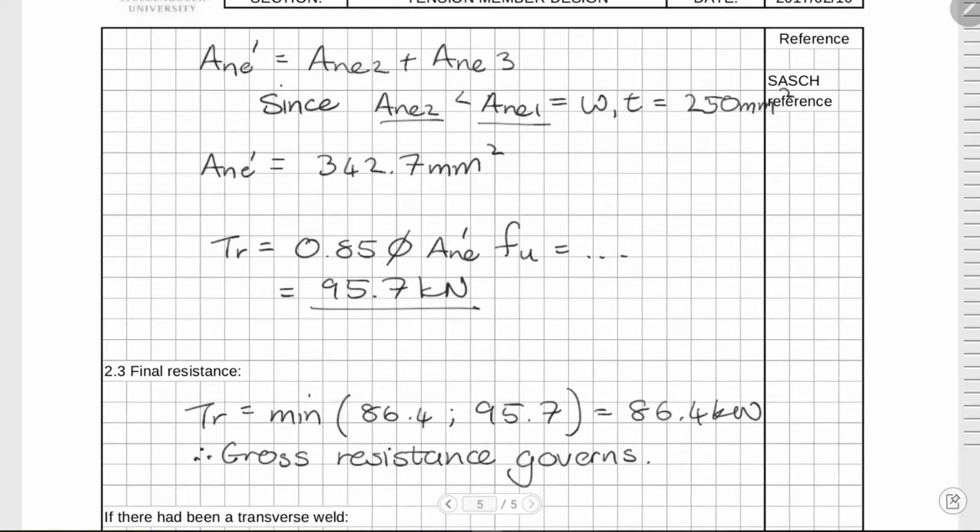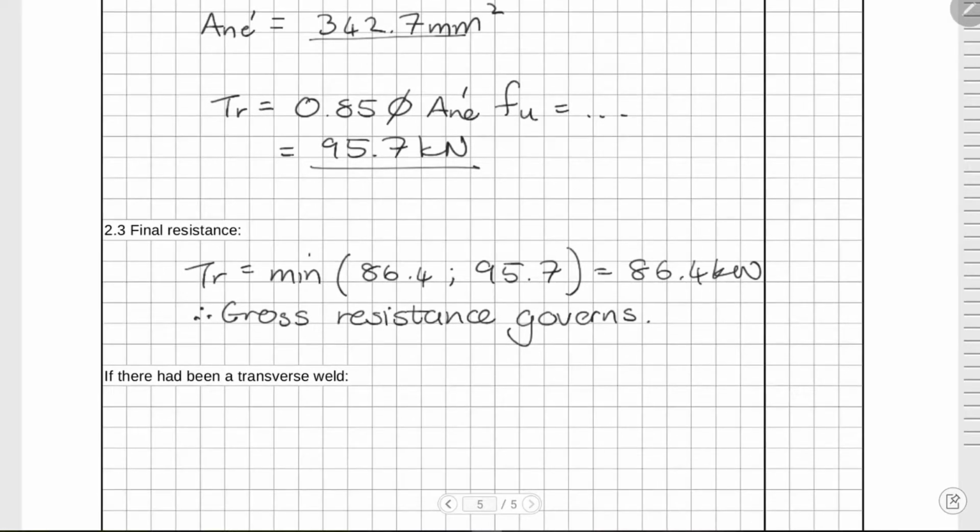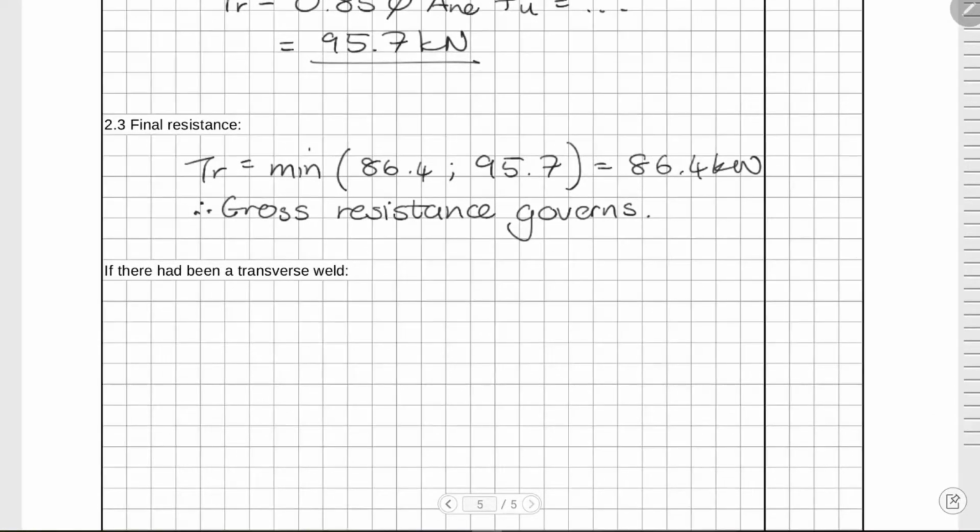If your ANE2 is greater than ANE1, you've actually made a mistake in your calculations, because then the area is getting bigger due to shear lag. You could never have more area than the physical size of ANE1. So that's the physical size, and ANE2 is just adjusting for shear lag. We get our effective net area, and then we get the tension resistance, and we find that gross area actually governs capacity, and we can take 86.4 kilonewtons.